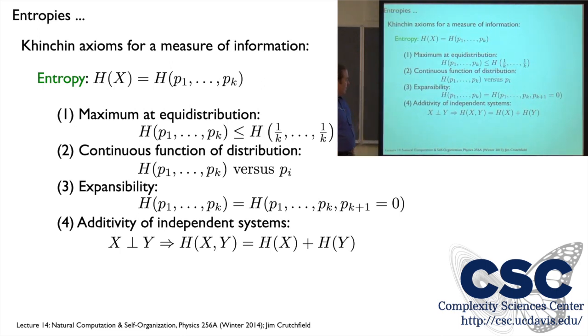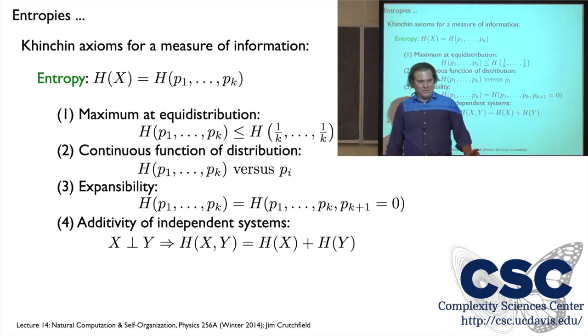Now things get a little more formal. You sort of feel like they're doing this to solve a math problem here. Expansibility: this function of k events should be the same as a function of k plus 1 events when the new event I've added never occurs.